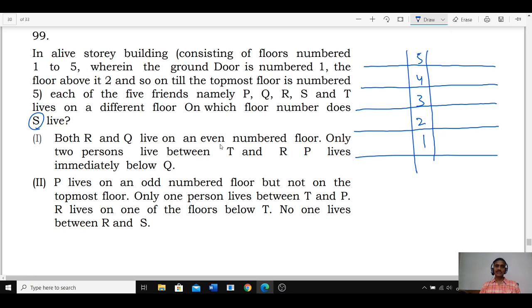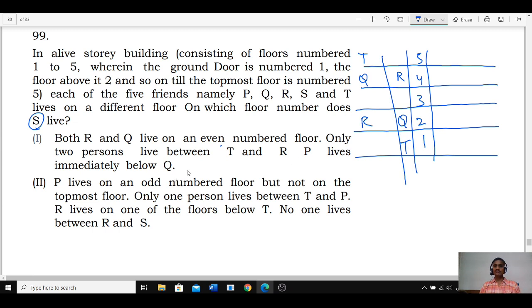Then both Q and R live on an even number floor. If Q is here, R is here. Two different possibilities in condition number 1. And only 2 persons between T and R. If there are 2 persons between T and R, then T will be here.